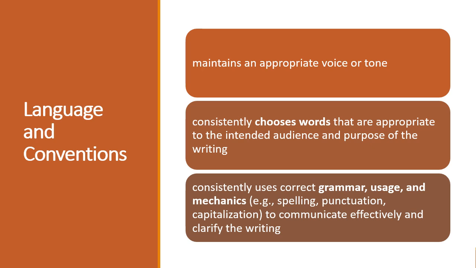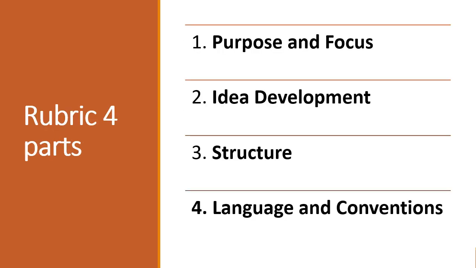So your words are appropriate for that academic audience. Keeping slang terms or swearing to a minimum, if any, and if any, or at that minimum, very intentionally chosen for effect and importance. Consistently using grammar, usage, and mechanics, use spelling, punctuation, capitalization to communicate effectively and clarify the writing. That's important, just capitalizing the beginning of your sentences, capitalizing names, throwing in periods and commas where they are proper and correct. All right, and those are the 4 parts of our rubric, and I'll be posting that again in the second half of this week, along with the directions for standards assignment number 3.